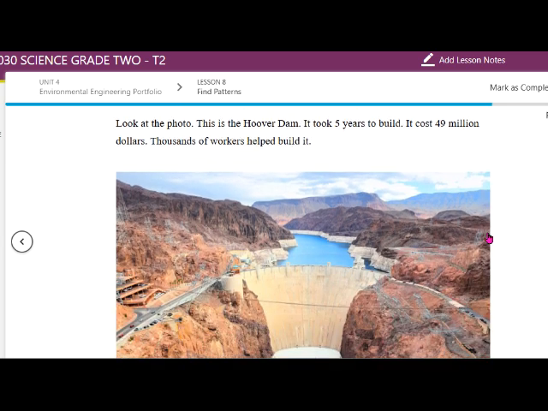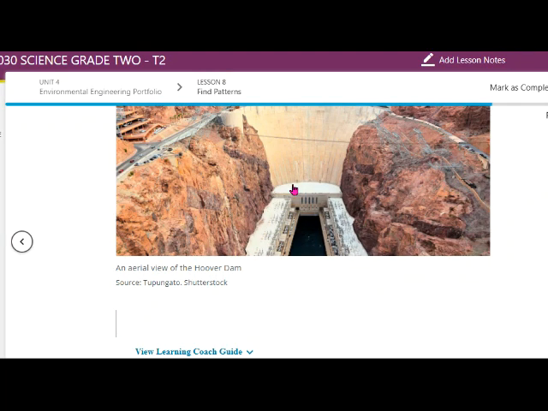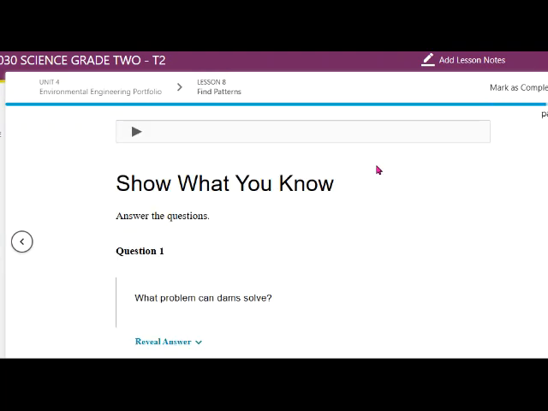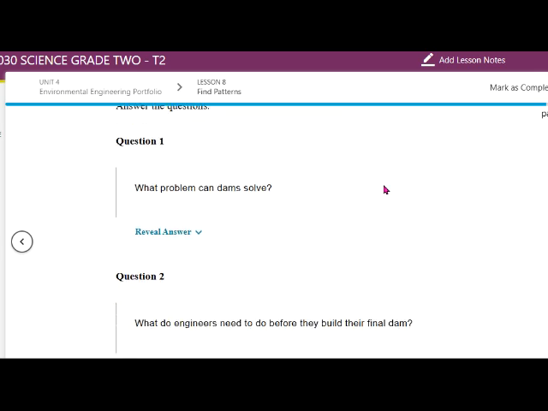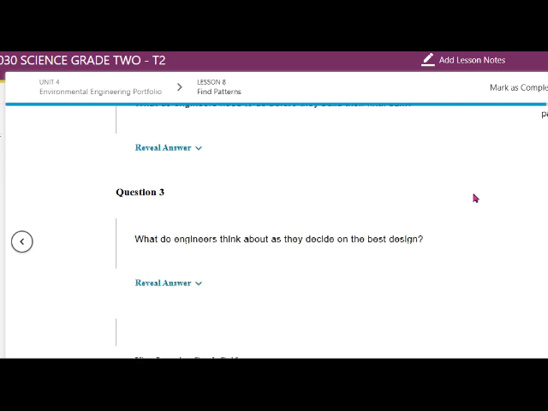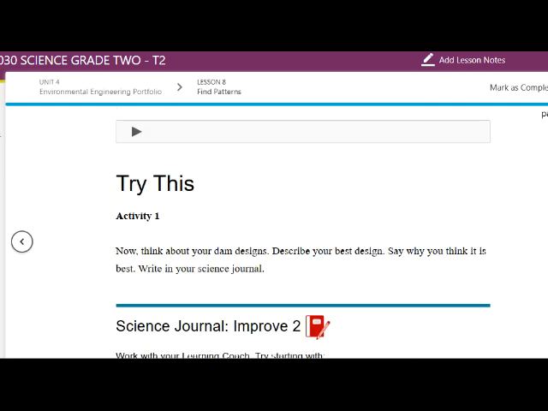Look at the photo. This is the Hoover Dam. It took 5 years to build and it cost $49 million. Thousands of workers helped build it. Good thing we don't have to build something like that, right? Just models for us. Think about these questions with your caretaker. What problem can dams solve? What do engineers need to do before they build their final dam? And what do engineers think about as they decide on the best design?